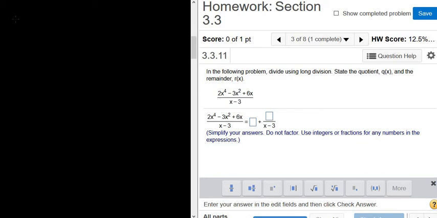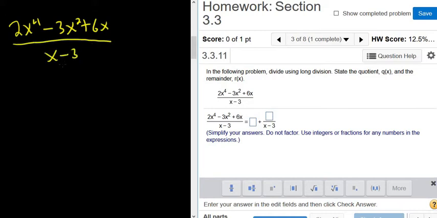Divide using long division. So we have 2x to the fourth minus 3x squared plus 6x over x minus 3. So the first thing you want to do is write this piece on the outside, so x minus 3. And the top piece goes on the inside. So we have 2x to the fourth.